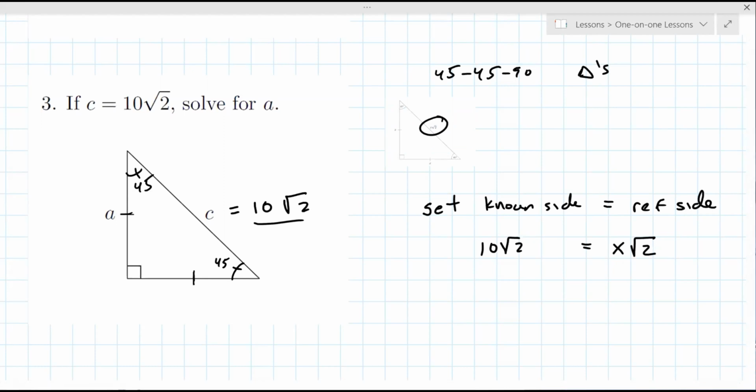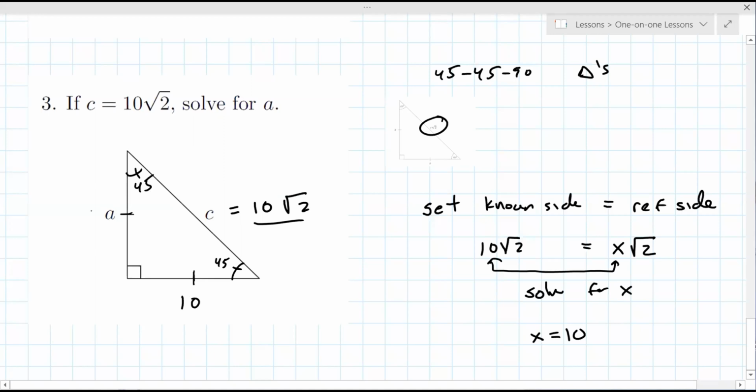Okay, great. So now the next step is you solve for x. If it's not already clear, x is the number in front of the square root. So x equals 10. Well, what is x? X is the leg. X is 10 there, and that is 10 there. Oh, wow. Okay. Let's do another one here, and we'll see if that is clear.